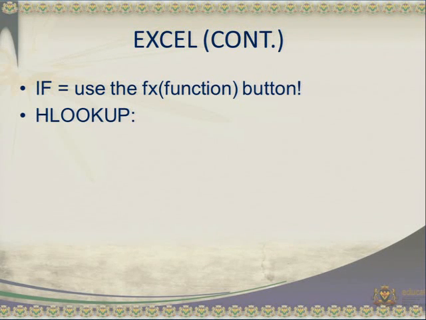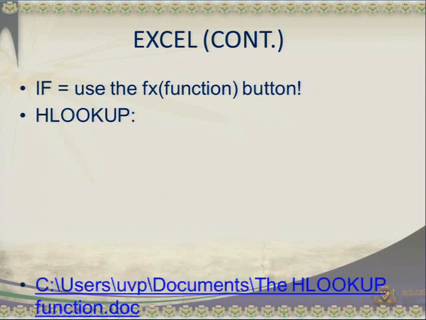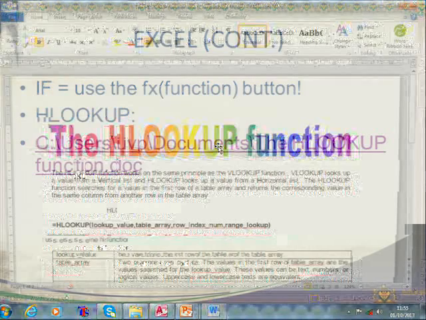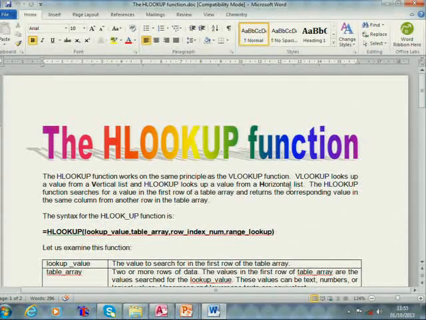Now HLOOKUP, like VLOOKUP, works exactly on the same principle. And I'm going to show you this. Remember, HLOOKUP stands for horizontal lookup, while VLOOKUP stands for vertical lookup. And the syntax for the HLOOKUP function is equal HLOOKUP, and then your first one would be the lookup value, comma, then the table array, comma, then the row index number, and then comma and the range lookup.